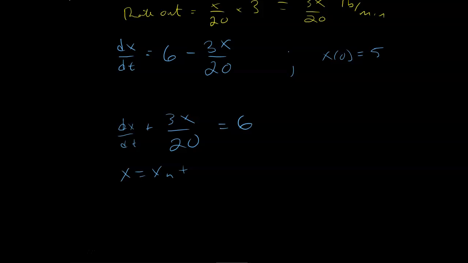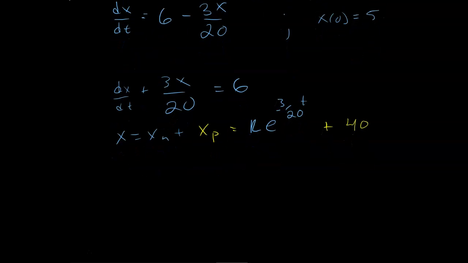plus the particular. Maybe we should color code them. The homogeneous solution, if I had a 0 over there, x would be some constant times e to the negative 3/20 t. And the particular solution, you would add to that: what would x need to be to make this whole thing equal to 6? x needs to be 40. I believe I said that earlier as well. So here is our expression for x, the quantity in terms of time.